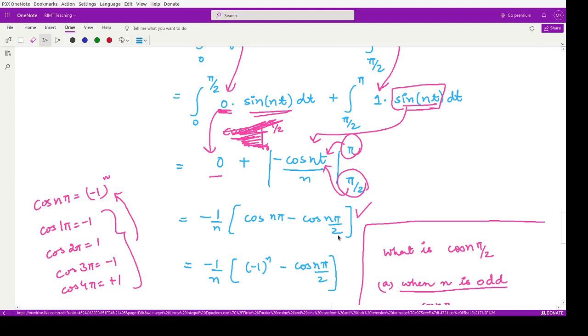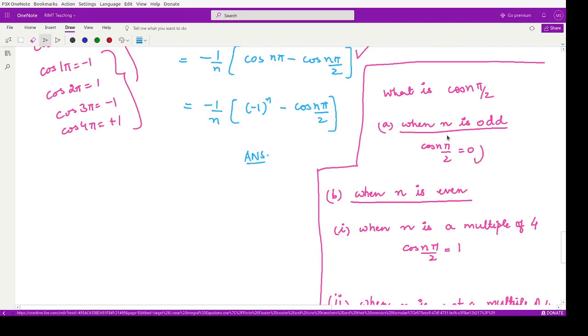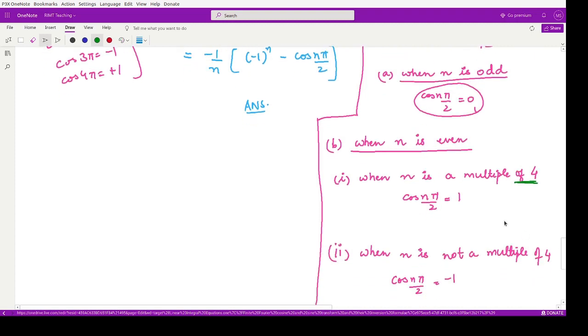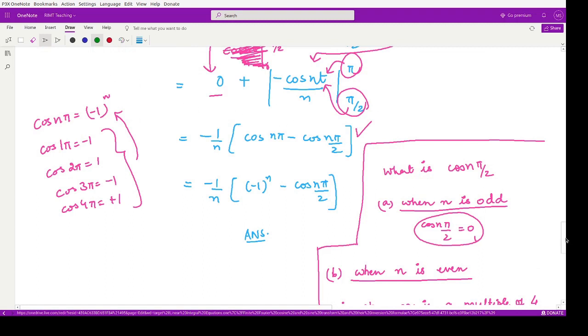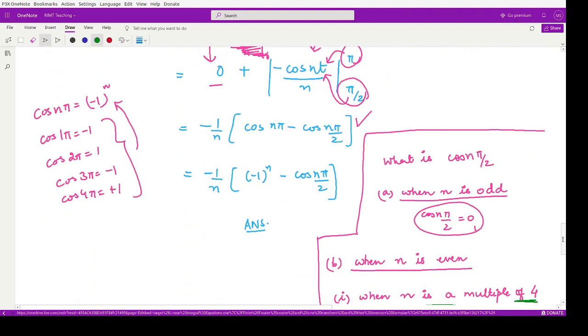And what is the value of cos n pi by 2? Here we have different cases. When n is odd, its value is 0. When n is even and a multiple of 4, its value is equal to 1, and whenever it is an even quantity but not a multiple of 4, its value is equal to minus 1. So this is the representation of the function that we obtained after applying the finite Fourier sine transformation on the given function. So I think it is clear to you all.